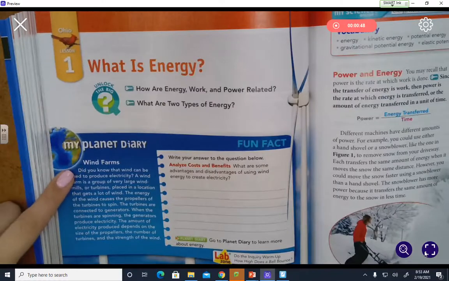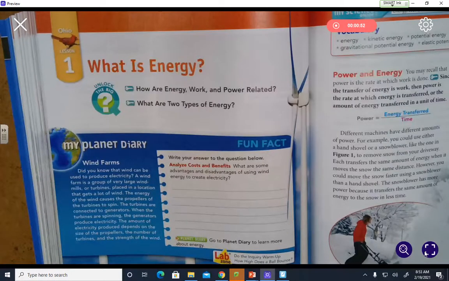Start out on page 236, wind farms. Did you know that wind can be used to produce electricity? A wind farm is a group of very large windmills or turbines placed in a location to get a lot of wind. The energy of the wind causes the propellers of the turbines to spin.